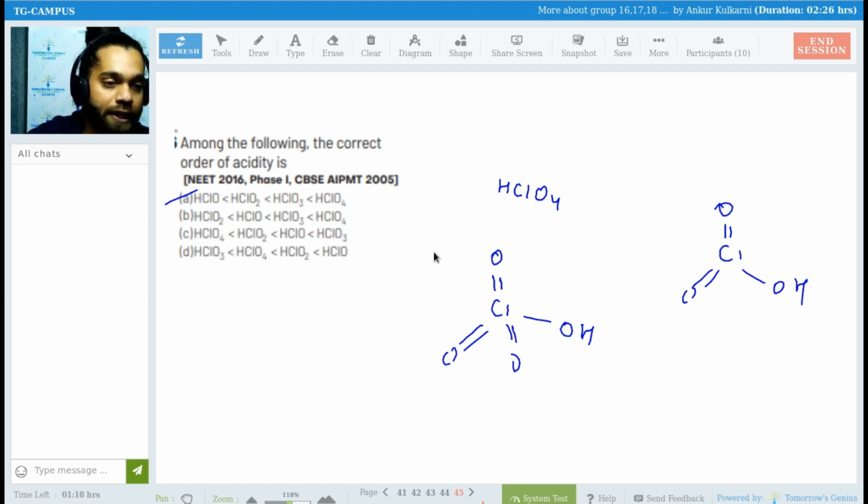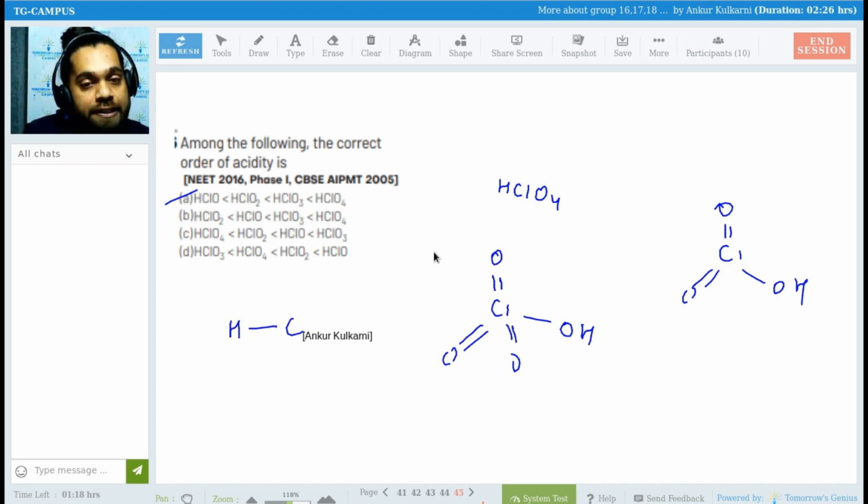Anthony, is it positive or negative when you donate an H plus? H plus means you are leaving your electron behind. For example, I have HCl. When H plus goes, what happens? The electrons stay over here only, no? So you get a negative charge.